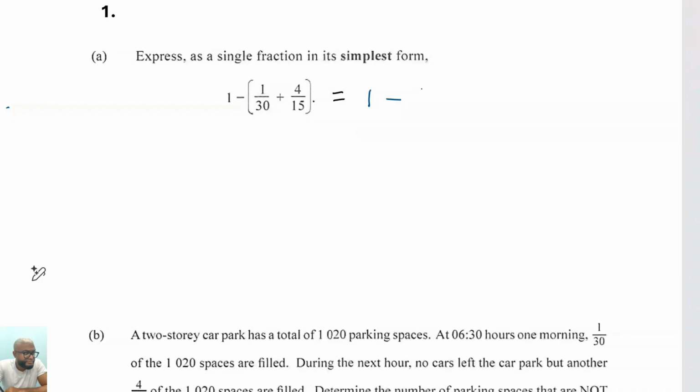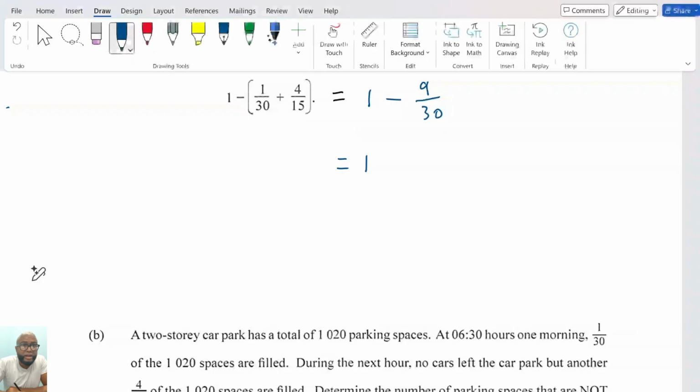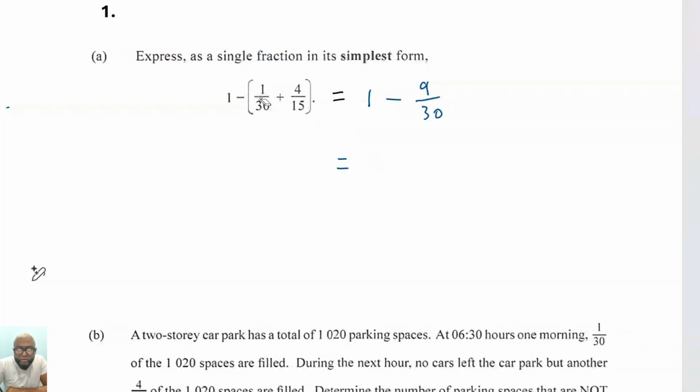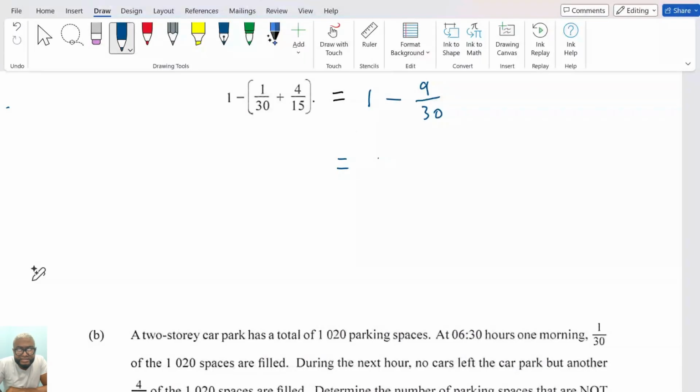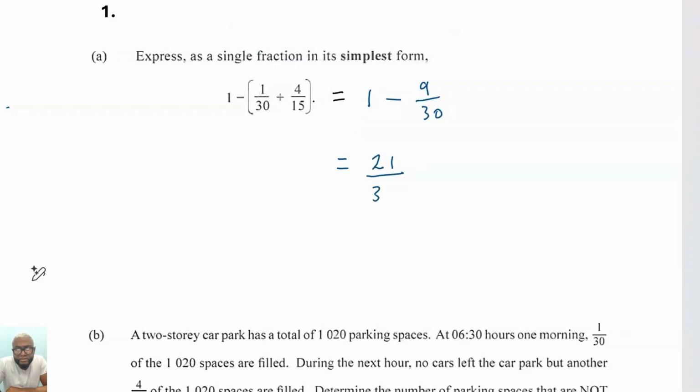Just the bracket. 9 over 30. Right? Now, this will be equal to 1 minus 9 over 30, which will give me what? 21 over 30 as my final answer. Right. And 3 into 21 is 7. 3 into 30 is 10. So this answer will be 7 over 10.